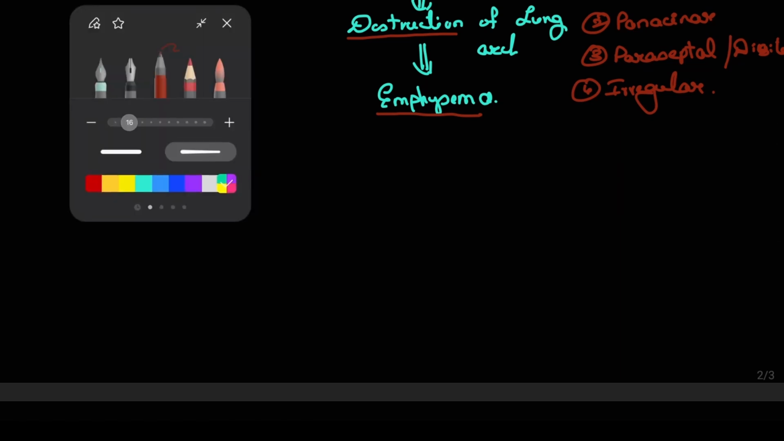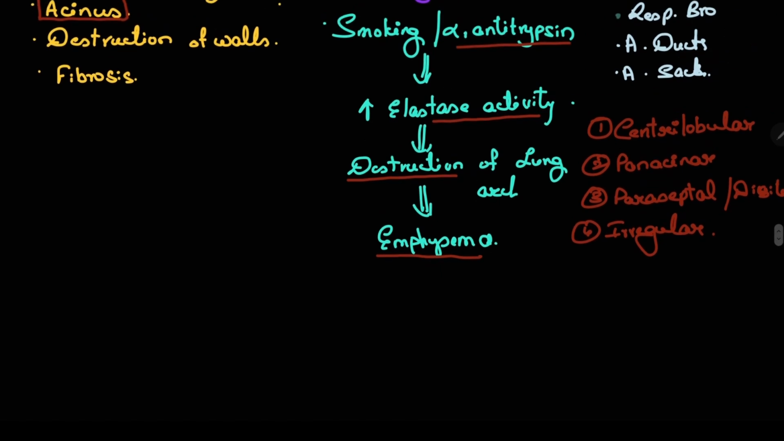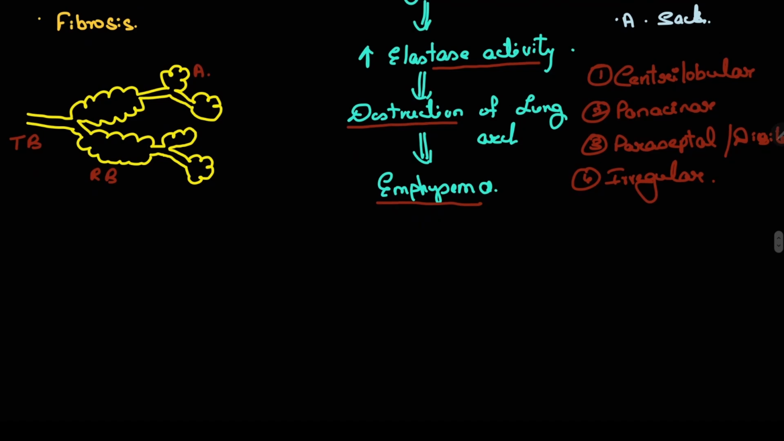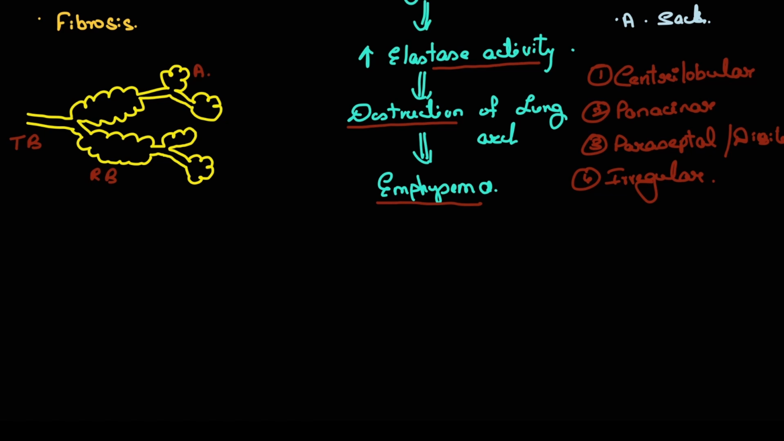So first let's divide it into four parts. So first let me draw the diagram. This is the diagram, which is very, very important. So first one is tertiary bronchi. This is respiratory bronchi, and these are alveolar sacs and alveolar ducts. Okay, depending on the position that is getting affected, these are divided into four types. So first one is centrilobular.